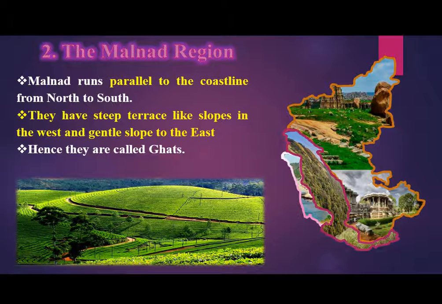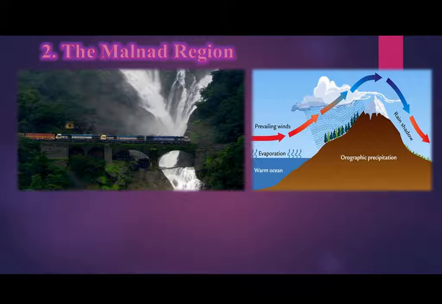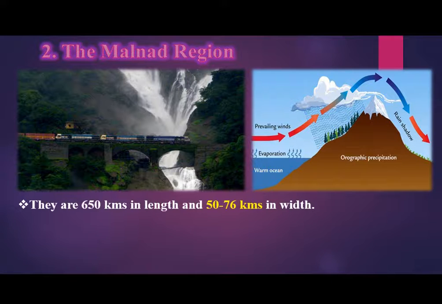They have a steep terrace. It's a kind of steep terrace slope which comes from the west to the east. That's why it's called the ghats. So students, the Malnad region covers a length of 650 kilometers and a width of 50 to 76 kilometers.